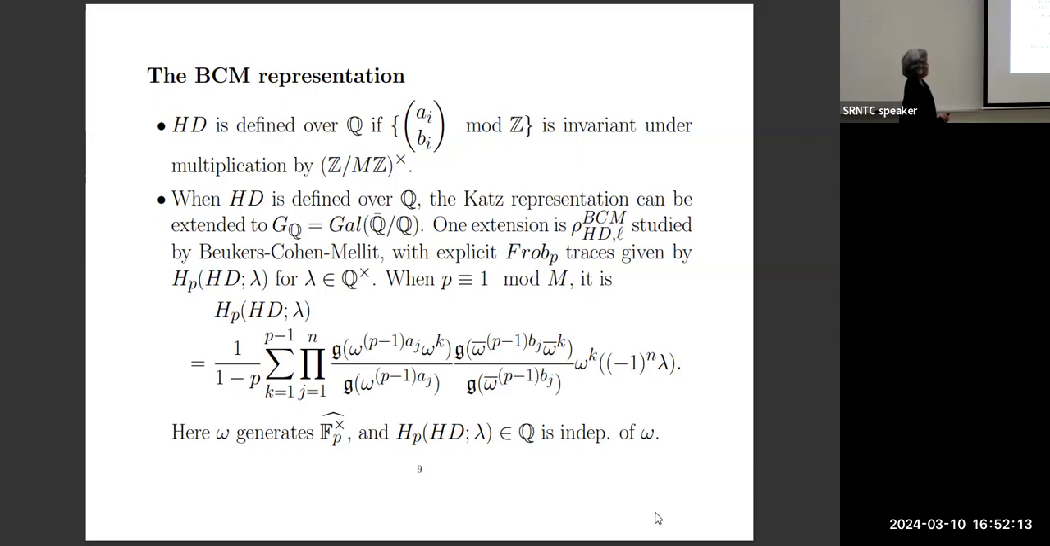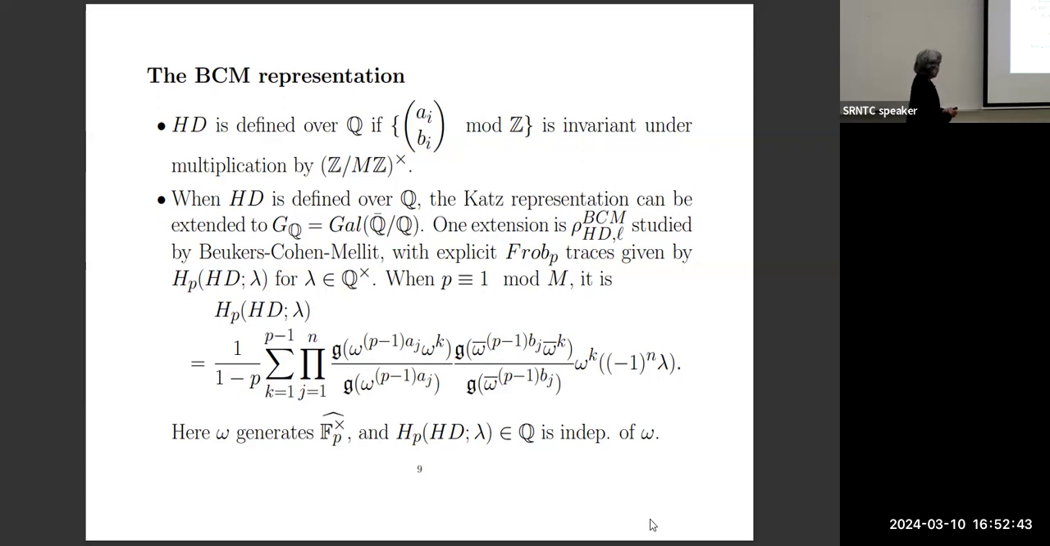For the BCM representation, when you look at the Frobenius traces, they are also explicitly given by character sums, and it's called the HP function. For instance, if we look at the prime P congruent to 1 modulo M, then this HP function at such a prime P is explicitly determined using the Gauss sums.